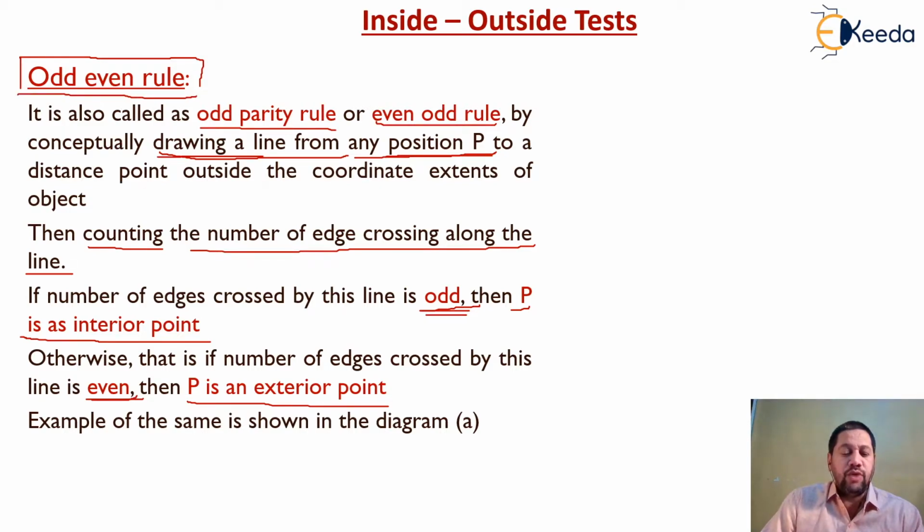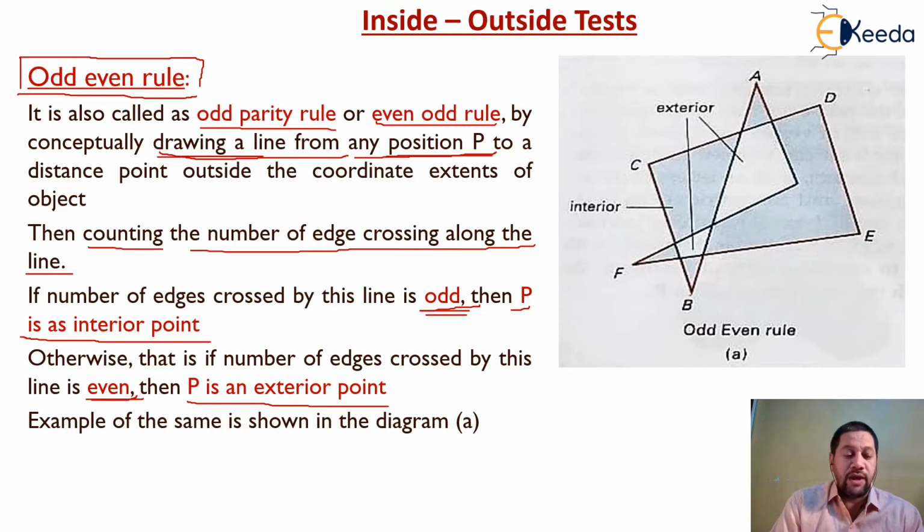Now I think to understand this we should consider the diagram, and then we are considering this in detail. So an example of the same is shown in the diagram. I want everyone to look at the diagram so you can understand. Now here in diagram A we are using the odd-even rule. I'm having this polygon, I'm calling this polygon a self-intersecting polygon. It is not a standard polygon, or we can say it is a complex polygon.